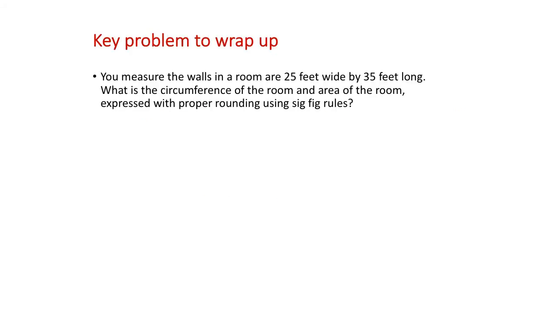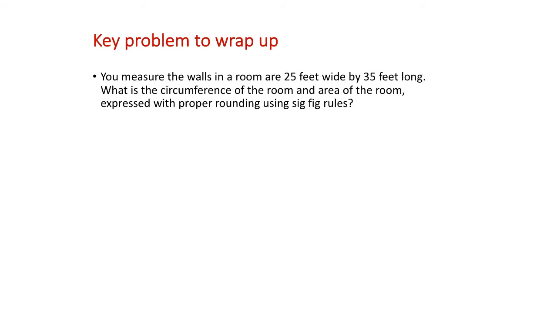All right, let's wrap this video up with a key problem to hopefully exemplify the rules of significant figures and what they are meant to be used for in a class like this one. So let's say we measure the walls in a room to be 25 feet wide by 35 feet long. What is the circumference of the room and the area of the room expressed with proper rounding using the significant figure rules? The point of this problem isn't really to exemplify doing circumference or area problems, but just to talk about the arithmetic underlying these particular problems.